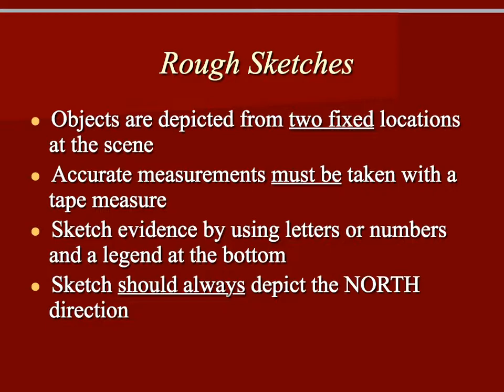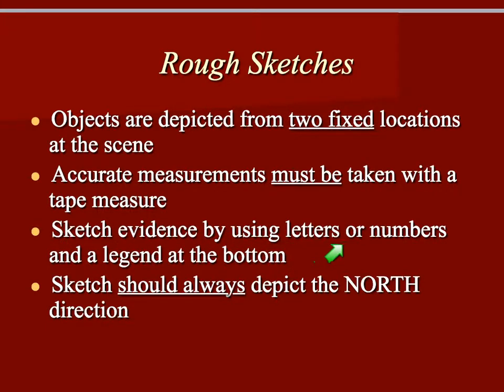After the photographers and videographers come in, you'll have a rough sketch and final sketch. In a rough sketch, objects are depicted from two fixed locations at the scene. That's in order to determine distances. Accurate measurements must be taken with a tape measure to know, let's say there's a blood stain in one section of a room and then the weapon on another section. You need to know the distances for times.